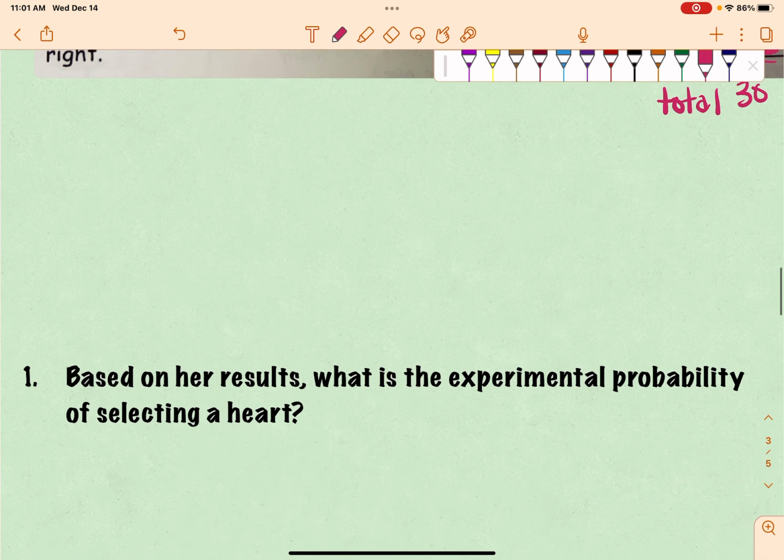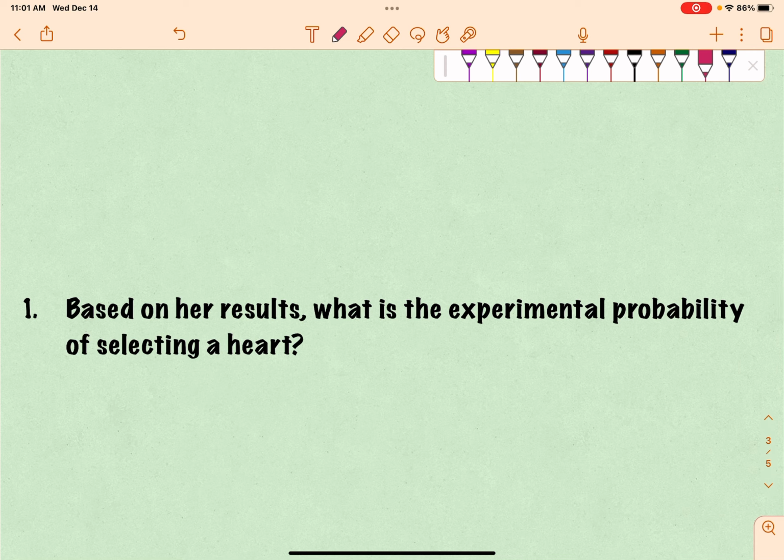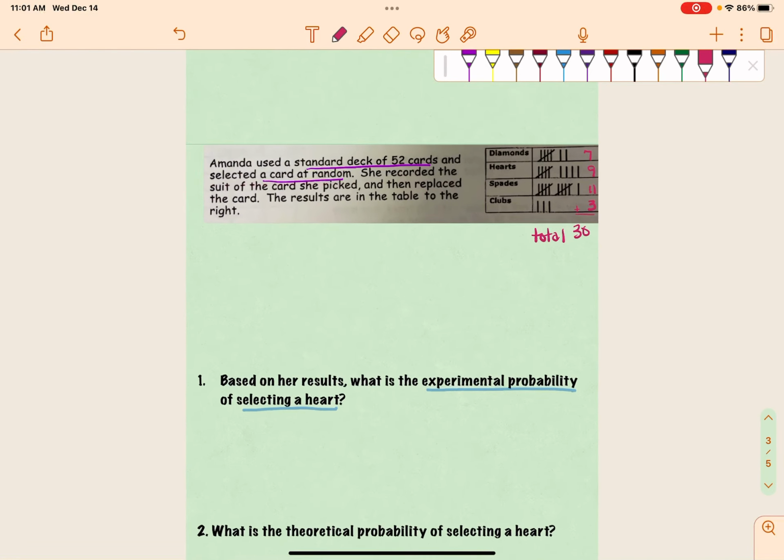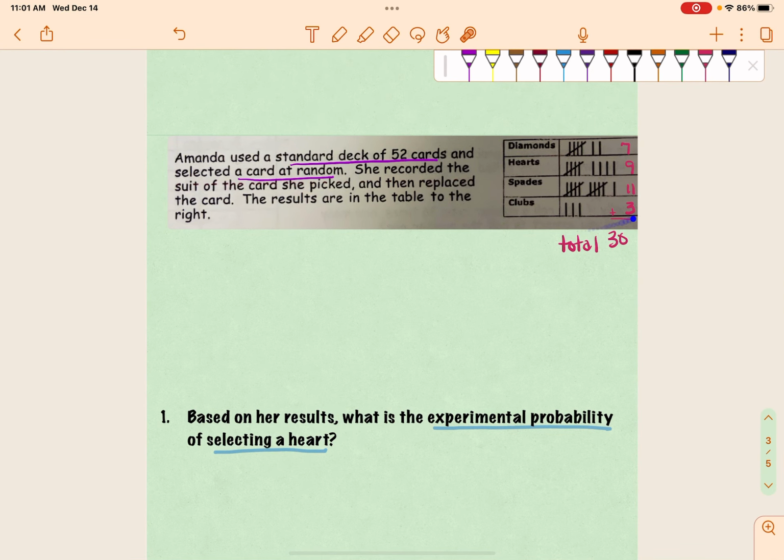So let's see the first question. Based on her results, what is the experimental probability of selecting a heart? When it says experimental, you're going to use the data that she collected. If I look at a heart, there's a chance of 9 out of the 30 cards that she drew. That's your probability. I can tell with both of these that 3 is going to go into both of them, so I can reduce it. So 3 over 10.